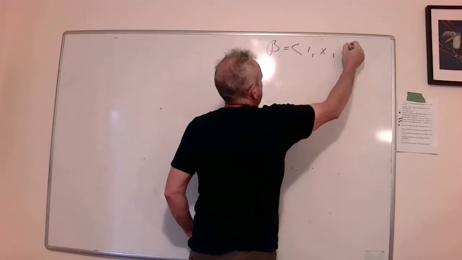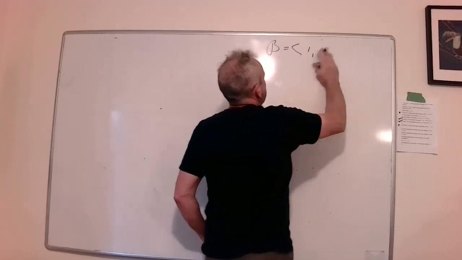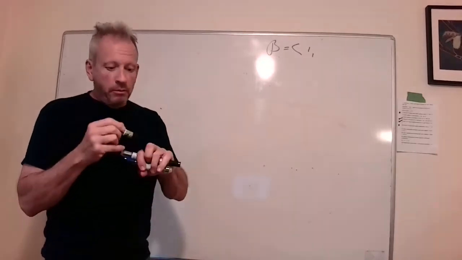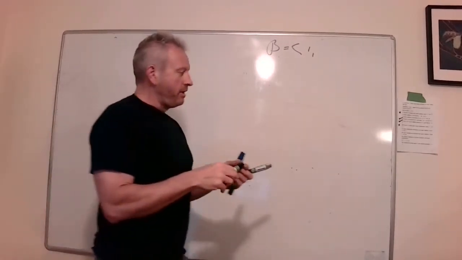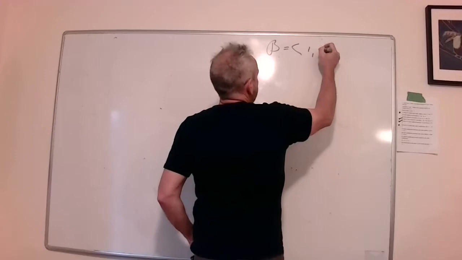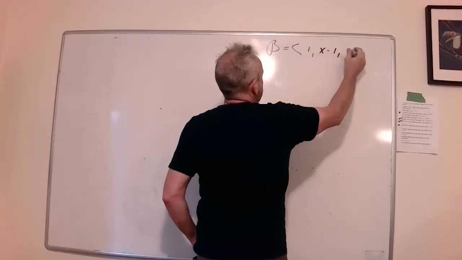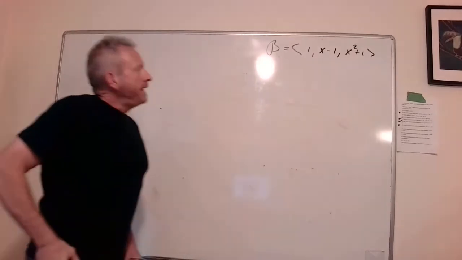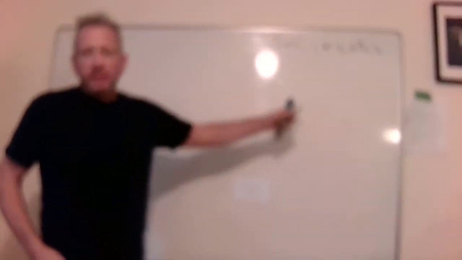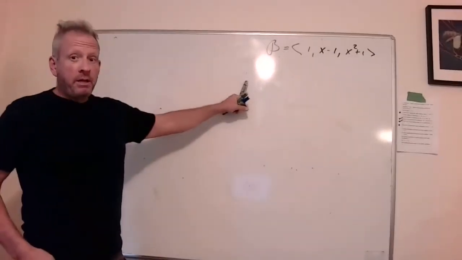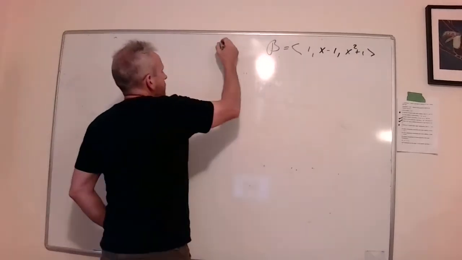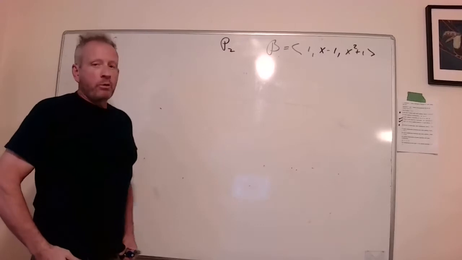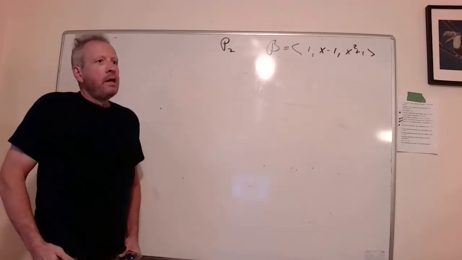1, x. I don't want to do that because I almost gave the standard basis. Nothing wrong with that, but I don't want to give the standard basis actually. So how about 1, x minus 1, and x squared plus 1? And we'd have to check to see that that's a basis. A basis for what? Well, that's a basis for P2, the second order polynomials. And you can check it out.